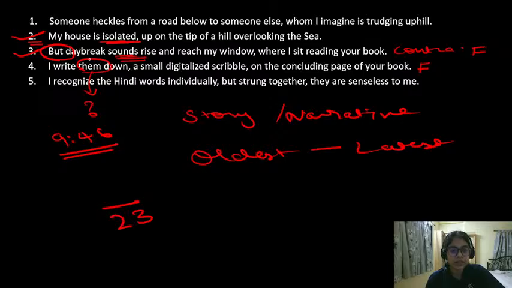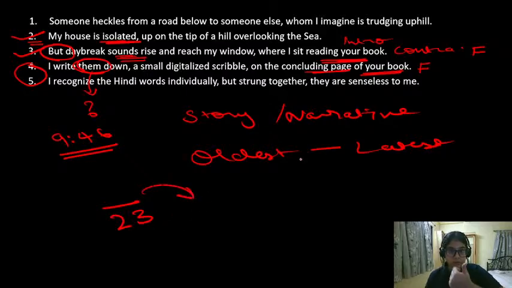Okay. Now this one, 'I write them down.' You write something down. A small digitalized scribble on the concluding page of your book. Okay, so 'of your book', and here too it said 'your book'. So this is definitely the intro. Here I sit reading your book, and then later I come across something that I write on it. So obviously the pair that I'm going to make out of 4 and 5 will come after 2 and 3, which most of you have gone for.